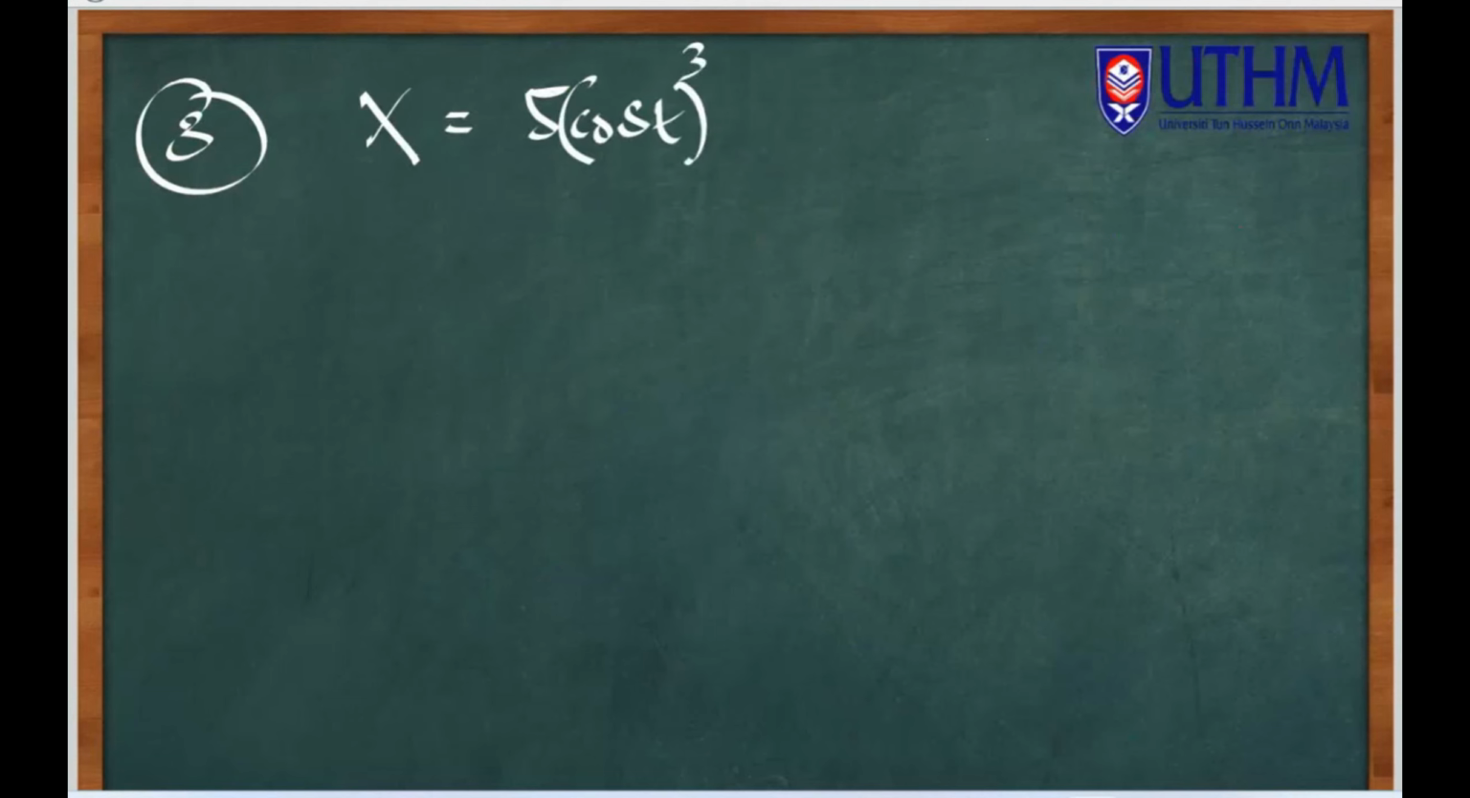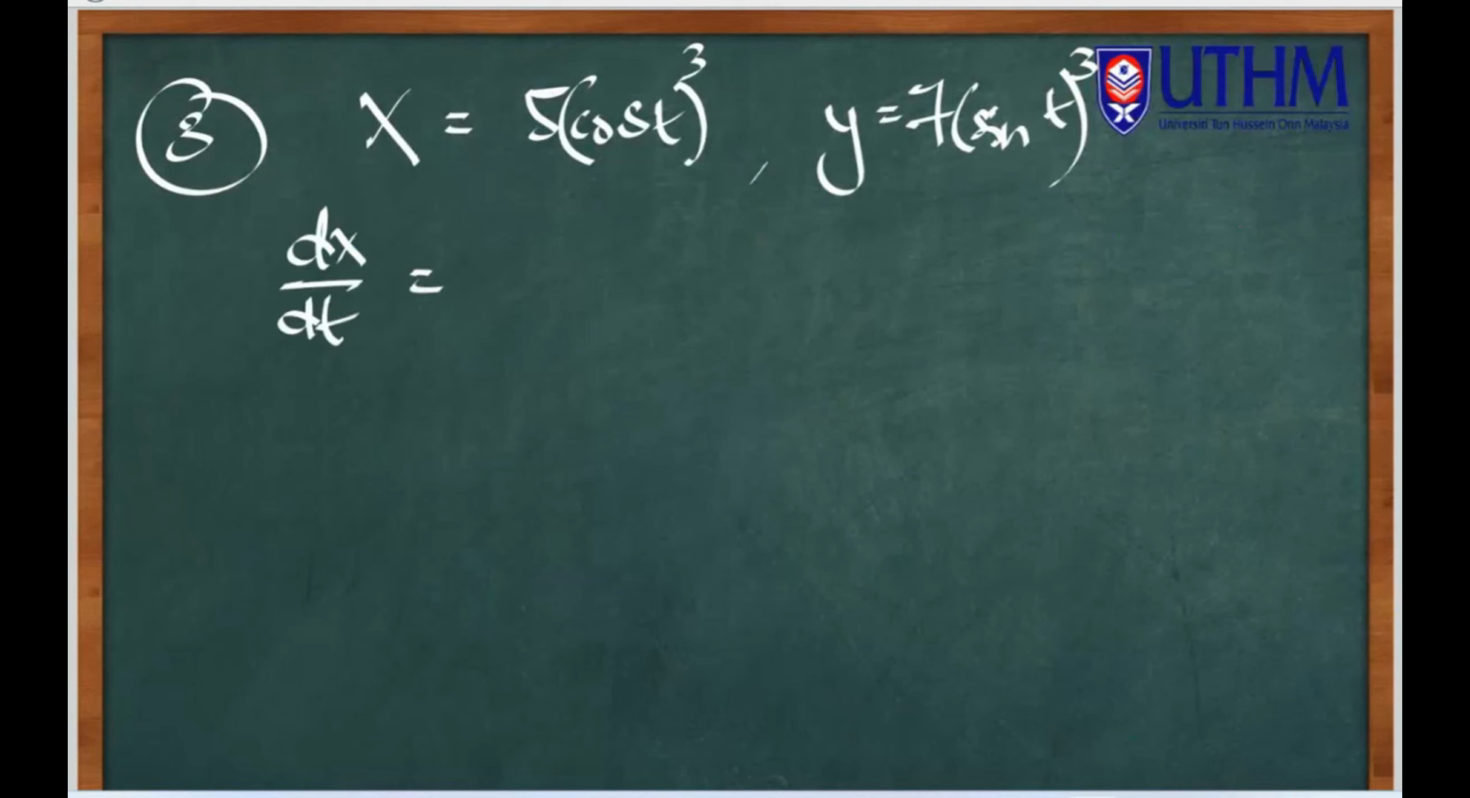Let's see the third example. If we are given a function x equal to 5 cos cubed t and also y equal to 7 sin cubed t, how can we solve this one? The first thing we need to find is dx/dt. We can solve this by using the chain rule.